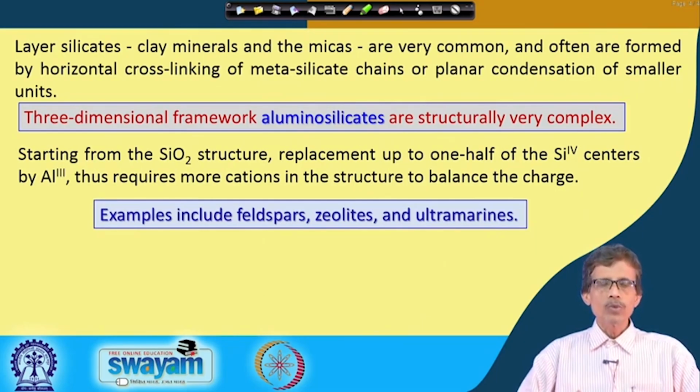As we have discussed, we will also see the usefulness of these materials in future, but examples of these aluminosilicates are feldspars, zeolites and ultramarines. We all know that ultramarines are very beautifully blue in color, where trapped sulfide S2- ions are present. Due to that we get a very blue coloration of this naturally occurring mineral, ultramarine.